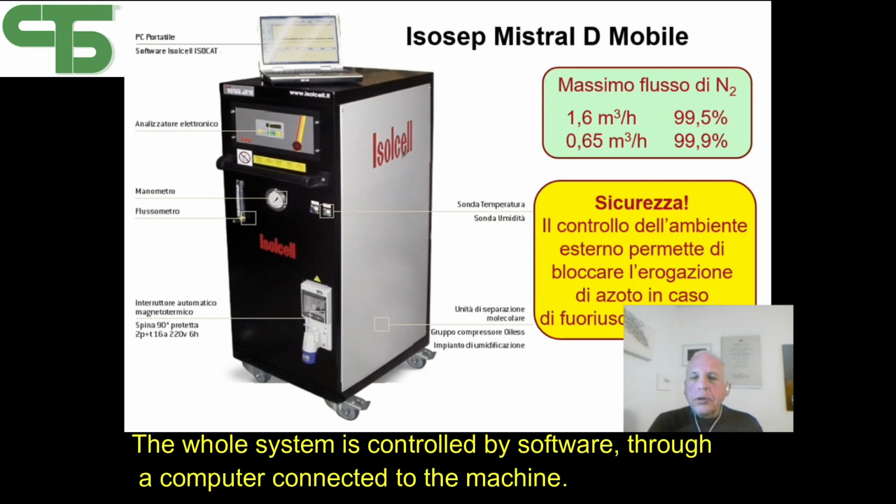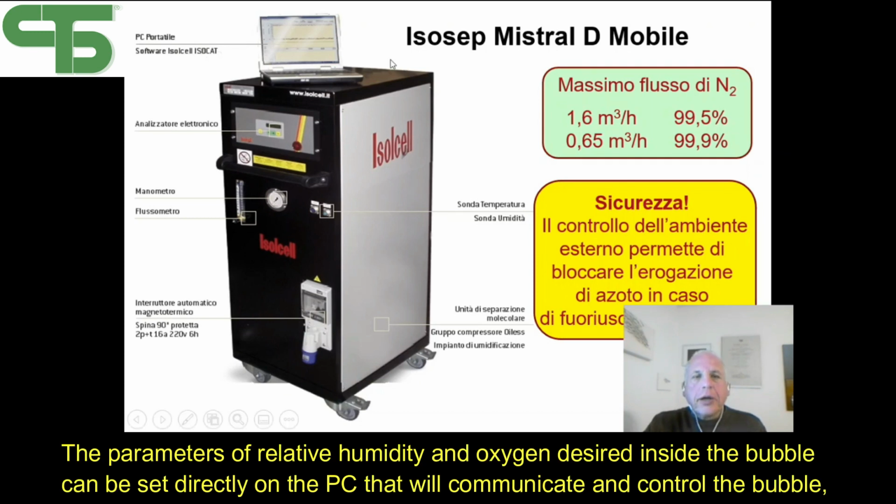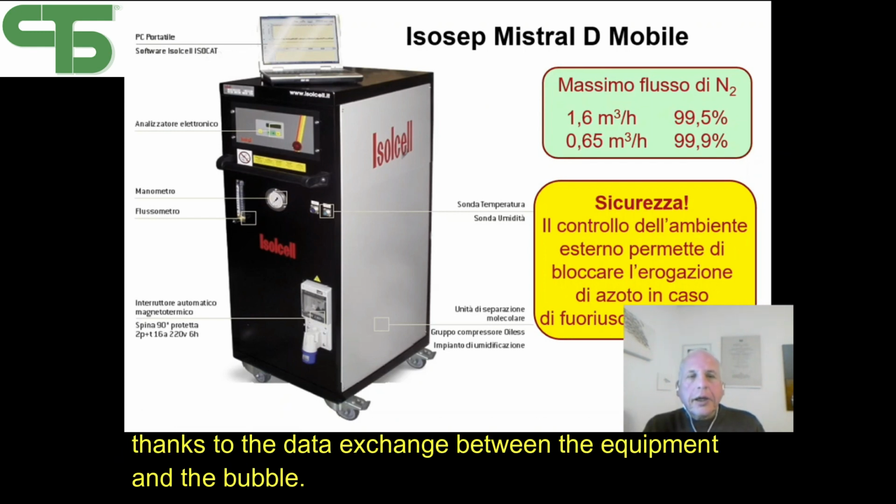The whole system is controlled by a software through a computer connected to the machine. The parameters of relative humidity and oxygen desired inside the bubble can be set directly on the PC that will communicate and control the bubble thanks to the data exchange between the equipment and the bubble.